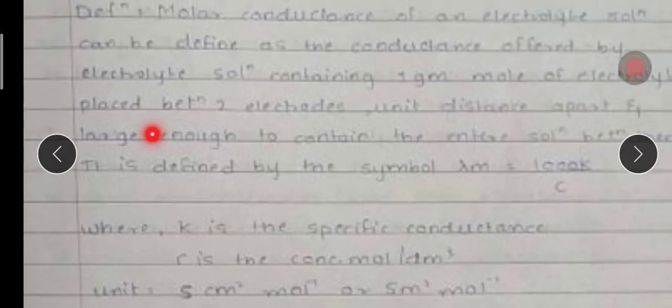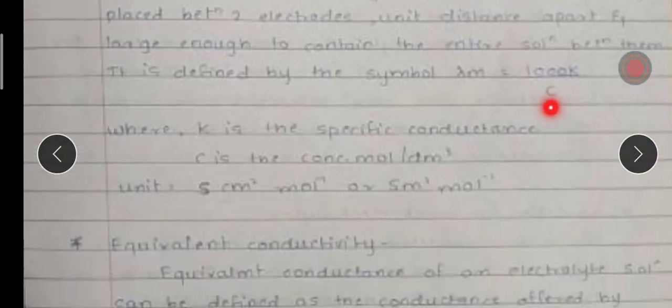Now, what about the equivalent conductivity? This was about the molar conductivity that we have seen. I think you understood the molar conductivity. Molar conductivity, that is lambda m, is nothing but 1000 K upon C. In the case of molar conductivity, we have taken the molar solution, 1 gram mole of electrolyte solution. Now what we have to do is take the equivalent electrolyte.